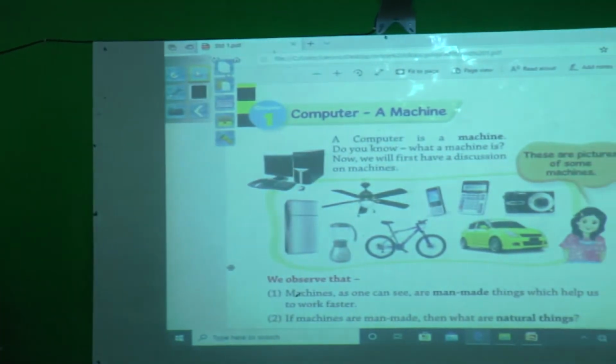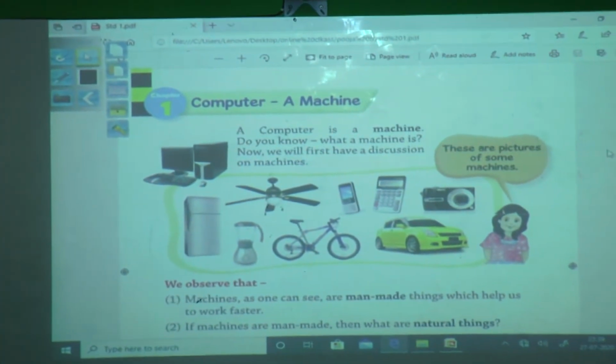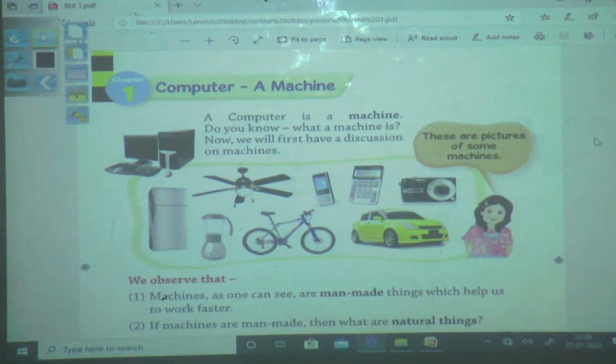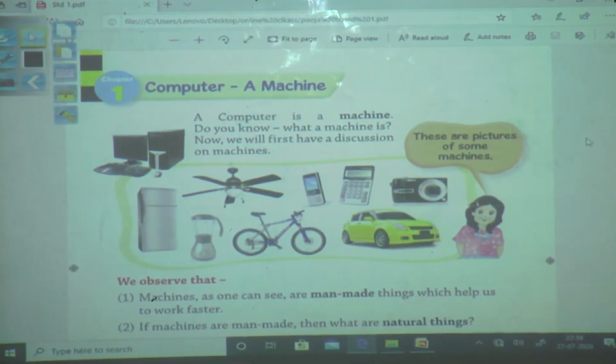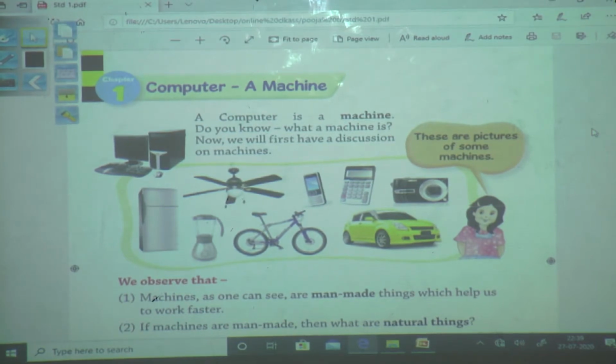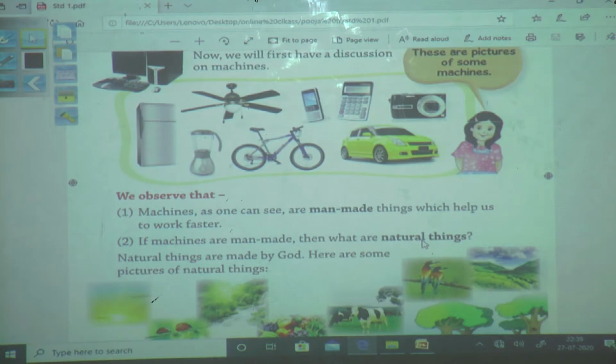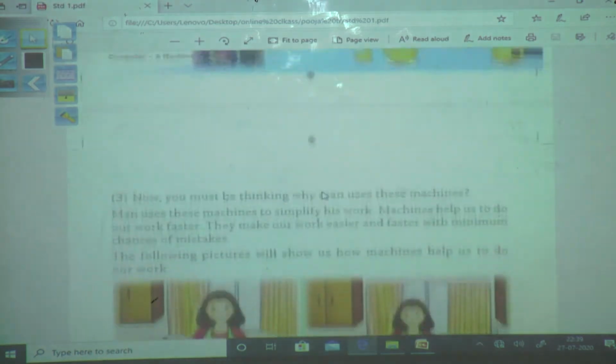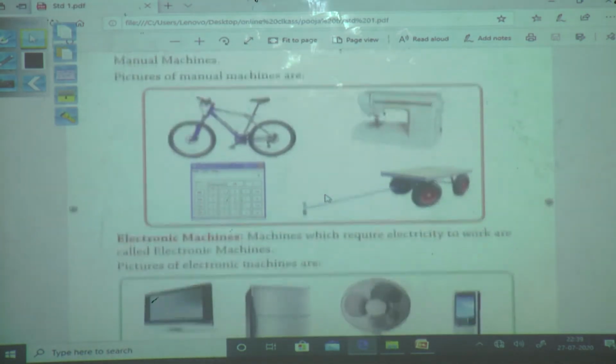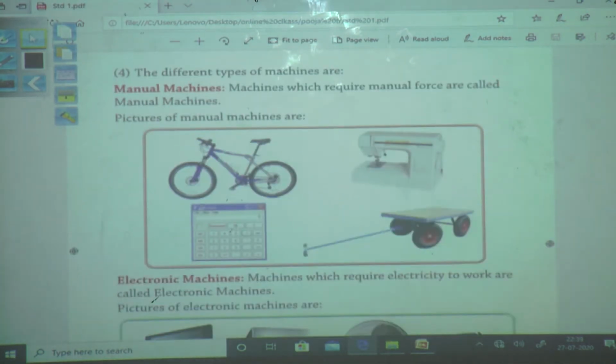The things we are seeing around us are divided into two parts. Which are they? Man-made things and natural things. The things which are made by man are also called machines. And machines are also divided into two parts. Which are they? Manual machines and electronic machines.